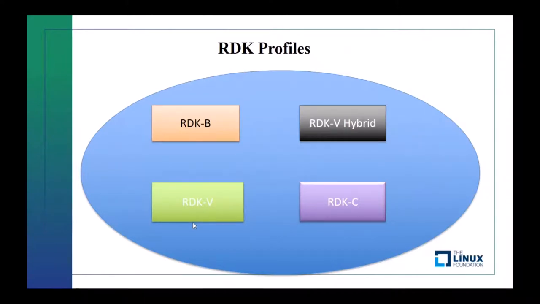RDK profiles. So here you can see some of the RDK profiles. RDK-B or RDK broadband and RDK-V or RDK video. Then we have RDK video hybrid. And last we have RDK-C or RDK camera. So let's look into RDK-B first.